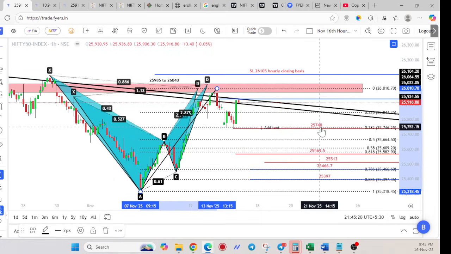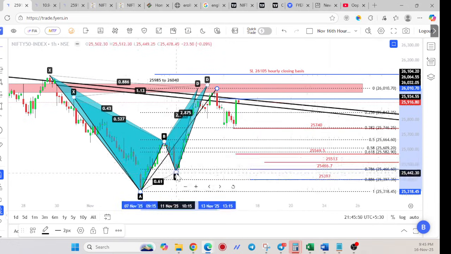That is 25,740. Any hourly close below 25,740 will take you from 0.68 to 61.8, which is at 25,582 levels. And probably we may also see 25,466. This is a possibility, and maybe 25,397. So these are the levels I have marked here.